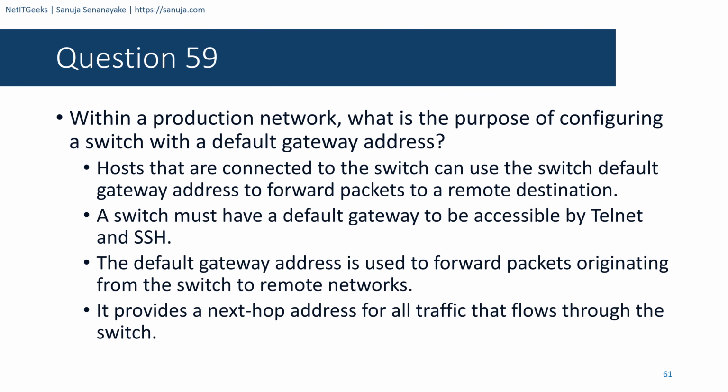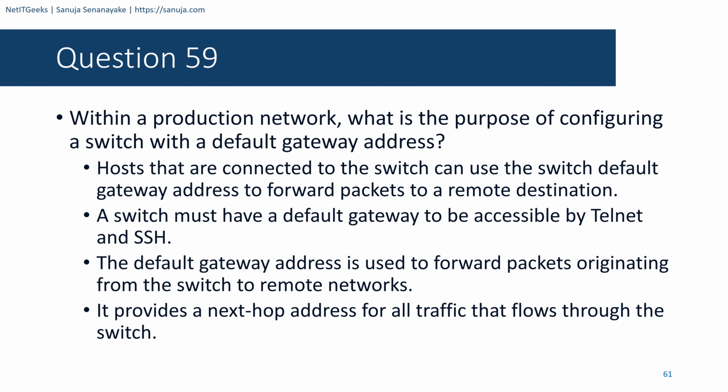Question number 59. Within a production network, what is the purpose of configuring a switch with a default gateway address? So why do we need to give a default gateway address to a switch? One option: hosts connected to the switch can use the switch default gateway address to forward packets to a remote destination. Another: a switch must have a default gateway to be accessible by Telnet and SSH, in other words, remote access. Another: the default gateway address is used to forward packets originating from the switch to remote networks. And another: it provides the next hop address for all traffic that flows through the switch.